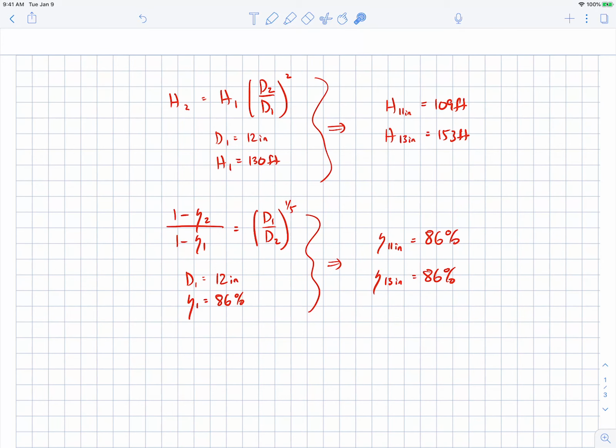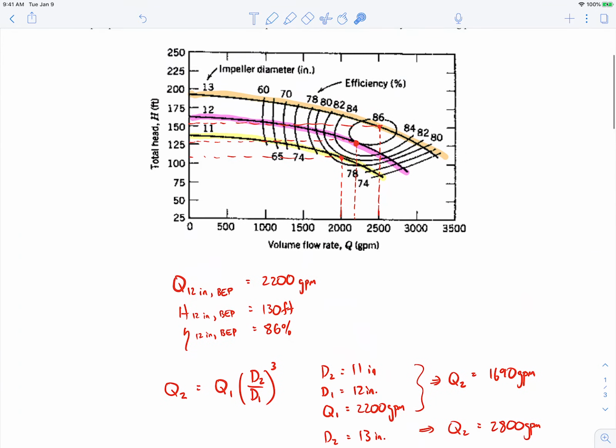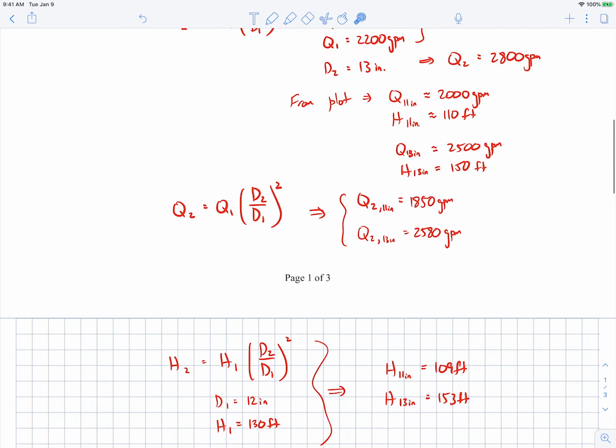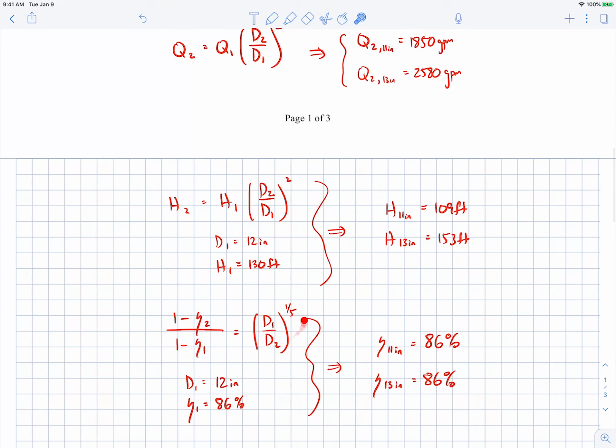And again, if we go back, so we predicted 86% for those 11 and 13-inch impellers using this empirical formula. And when we go back to the actual plot, for the 11-inch impeller, it's closer to maybe 81%. So we're off there a little bit. It's not too bad. And then for the 13-inch impeller, maybe it's around 87%. So that one's actually not too bad. It's pretty close. So that prediction down here for efficiencies is reasonable. It's not too far off.